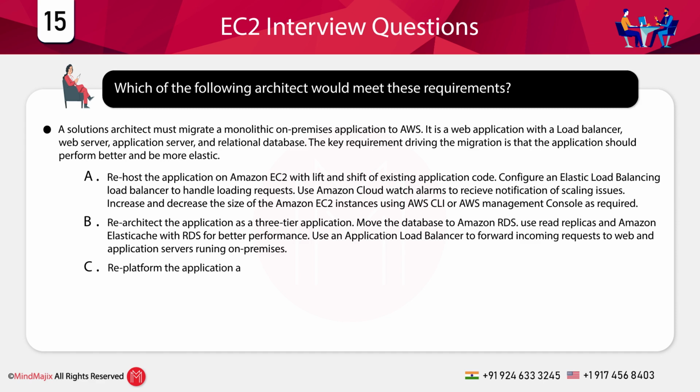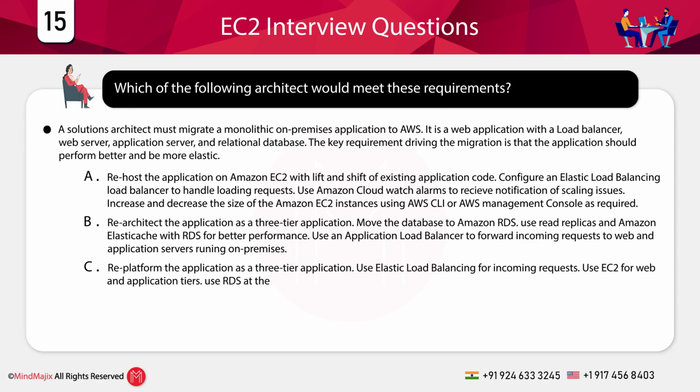Re-platform the application as a 3-tier application. Use elastic load balancing for incoming requests. Use EC2 for web and application tier. Use RDS for the database tier. Use CloudWatch alarm and auto scaling for horizontal scaling of the web tier. Perfect. It makes complete sense. Okay, so I'll just stick to it for now.